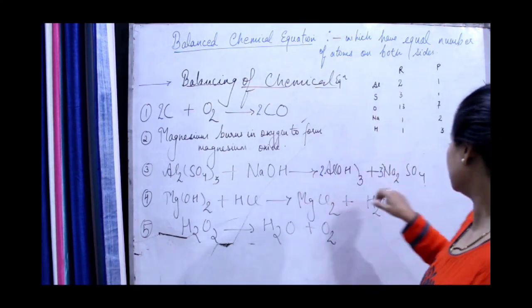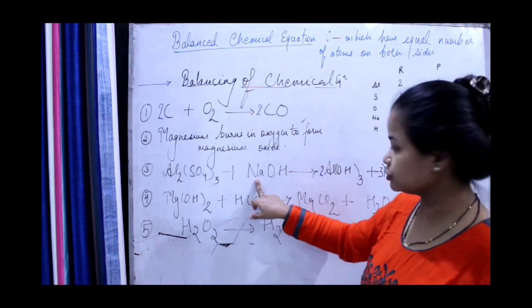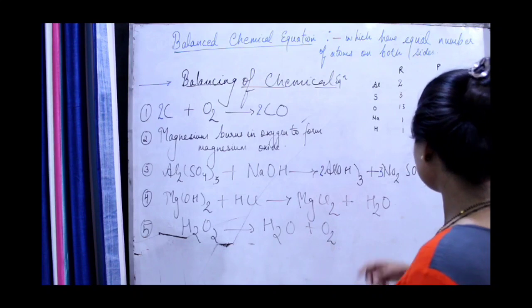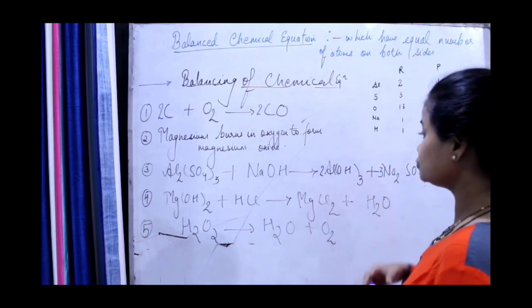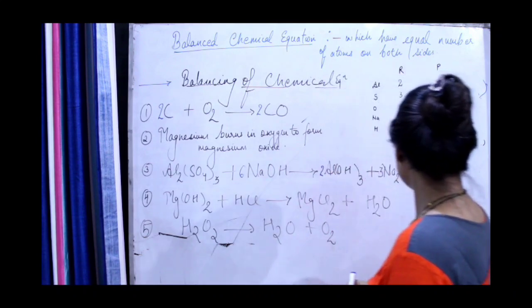12, 13. Chalo, oxygen is an odd number, so leave it. Let me balance this sodium first. Okay. Sodium. Na here. And here it is 3 2s are 6. So I will write 6 over here.